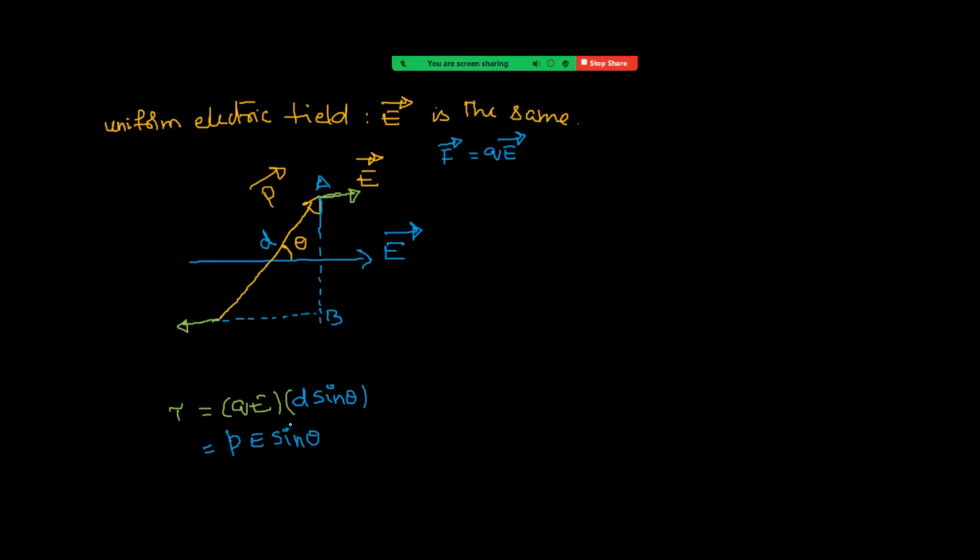But if you want, what is the vector form? Then we can write tau bar equal to P bar cross E bar. Tau bar equal to P bar cross E bar. So you may get doubt here. Why only P bar cross E bar? Why not E bar cross P bar?